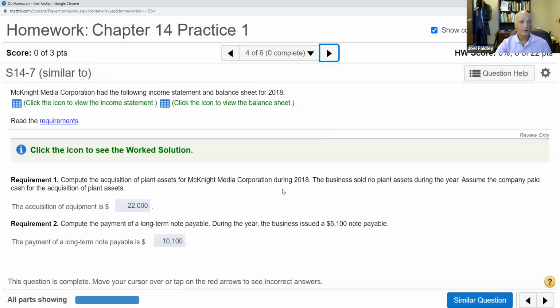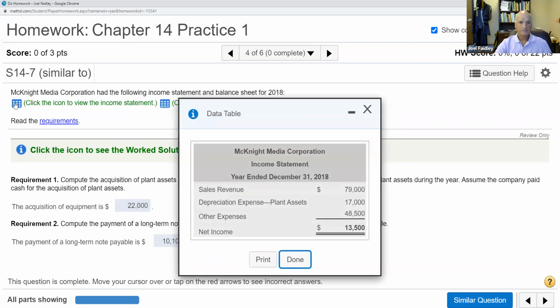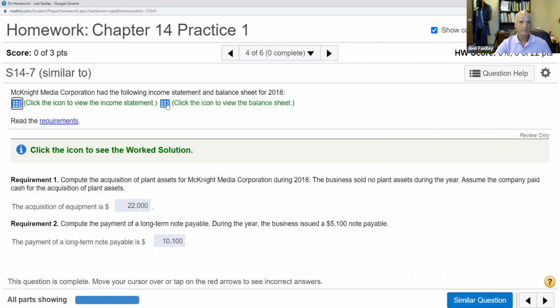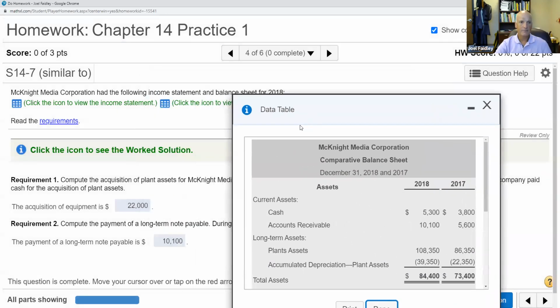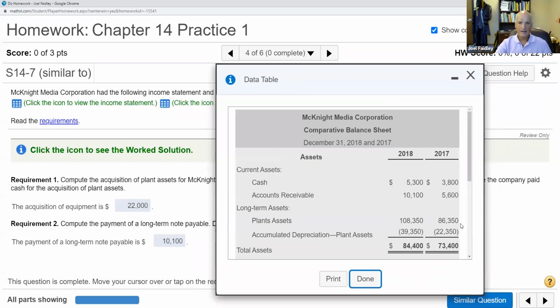All right, what about number 4? Here we got an income statement, and they're wanting you to compute the acquisition of plant assets. Sold no assets during the year, seeing the company paid cash for the plant assets. So here we got an income statement. All right, depreciation 17,000. I don't even know if we need to look at that. In the balance sheet. So there's my balance sheet. Plant assets went from 86,350. It went up 22,000, didn't it? Yeah. So there's your answer.